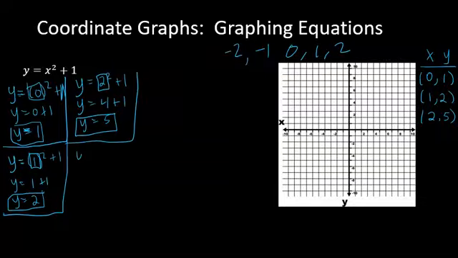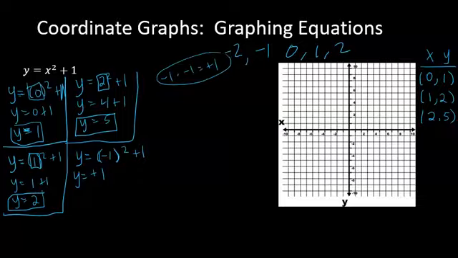Let's do the negative numbers next. I have -1 squared plus 1. So what do I get? Well, when you take a negative and multiply it against its same number, it's actually going to be positive. So we're going to get +1. Plus 1, it's going to be y equals 2.